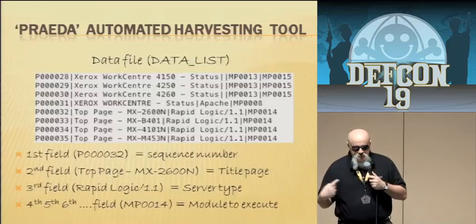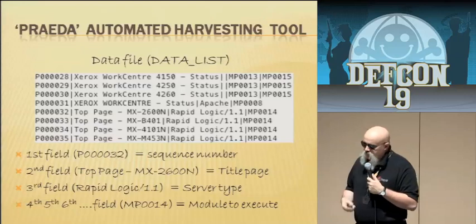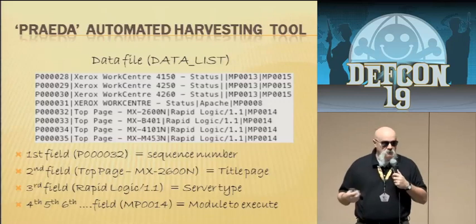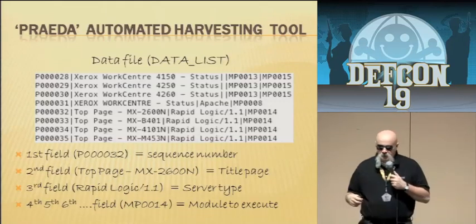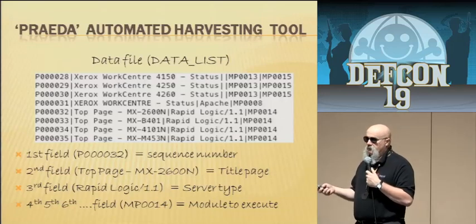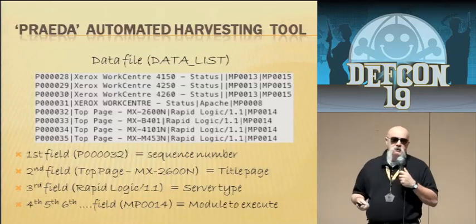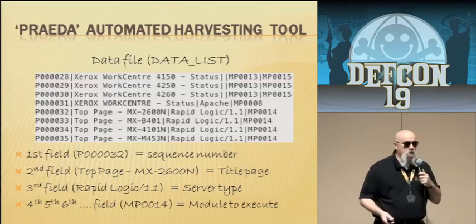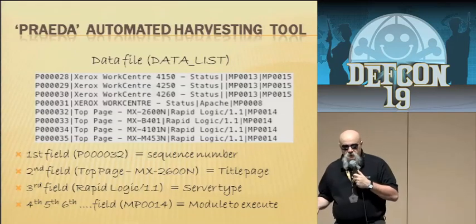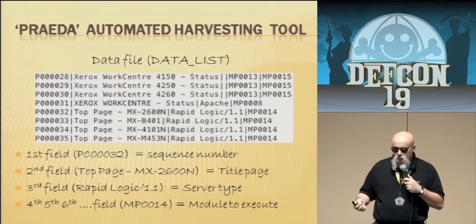The data file, this is the structure of the data file. There's 4 plus fields in the data file. The first field is nothing more than a sequence number. The second and third field is the method we use for fingerprinting. The second field looks at the title page of the multifunction printer. The third field looks at the server type. And that works probably about 85% of the time on fingerprinting in specific models or model series.